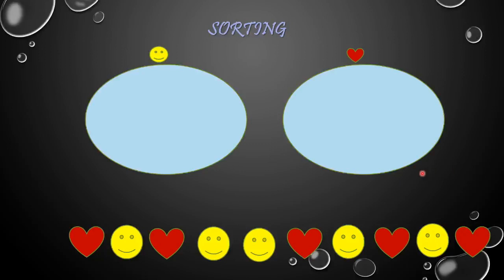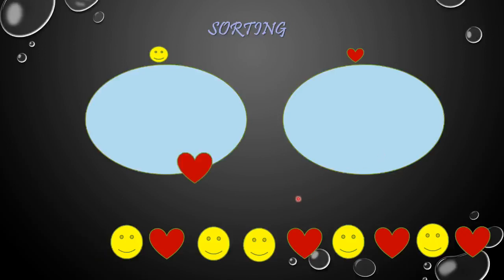What is here? Sorting. How are you going to sort? You can see all the happy faces and the heart. And here in these two shapes, you're going to sort as happy face and the heart. So all the happy faces will come over here and the hearts will come over here. You cannot put the heart here. If you make heart here, it's wrong. So you have to sort accordingly. So here will come happy face and here heart.